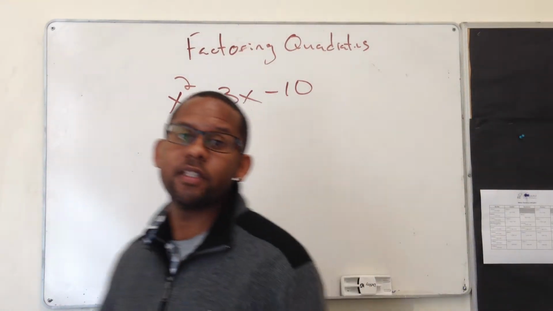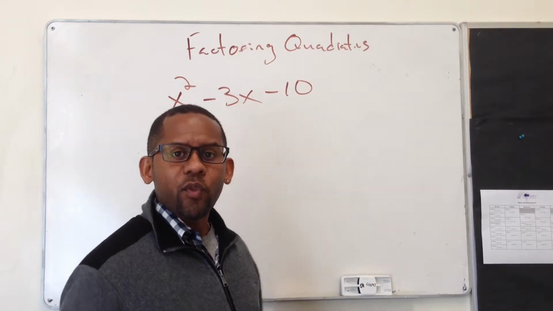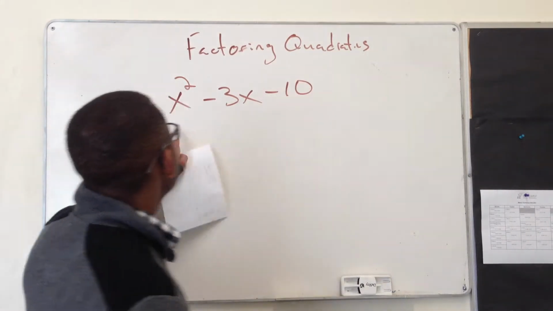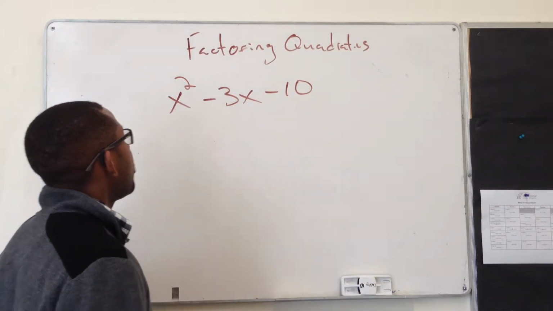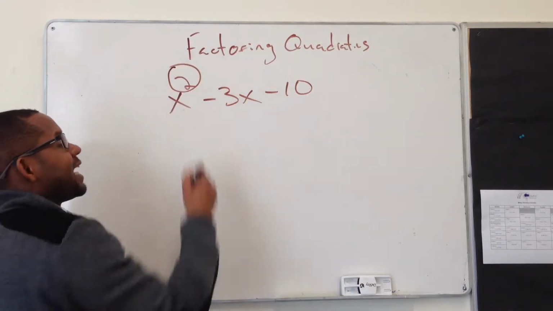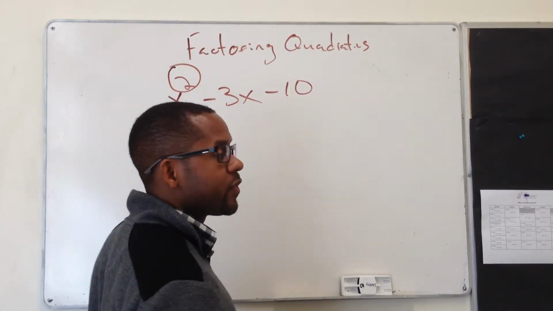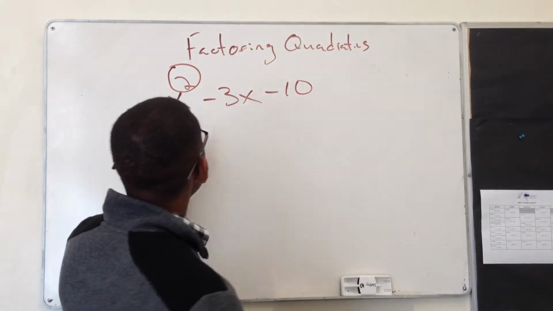Alright, basic video, Factoring Quadratics. Quick and dirty is coming right here. So I'm trying to factor this quadratic. What makes it a quadratic is the fact that it has an x squared term. Okay? So when you get quadratics that look like this, they have three terms.